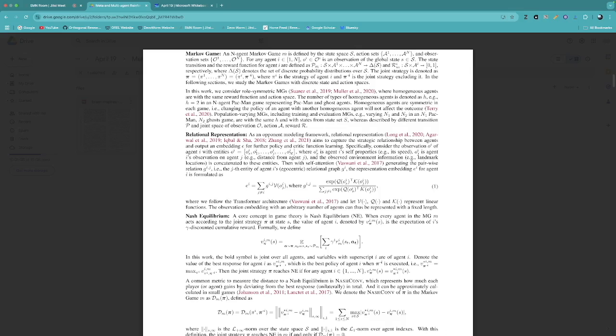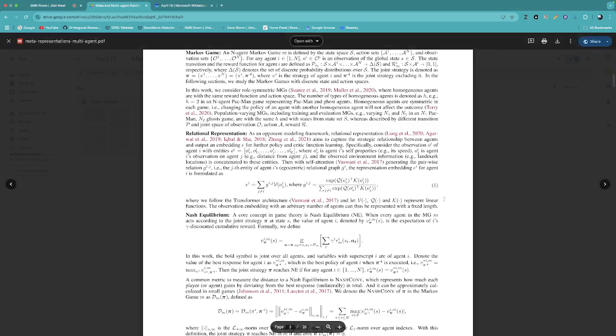And then with self-attention, generating the pairwise relation g_ij, which is the jth entity of agent i, with its egocentric relational graph G. The representation embedding e_i for agent i is formulated in this equation here, where we follow the transformer architecture, and that represents our linear function. The observation embedding with an arbitrary number of agents can thus be represented with a fixed length.